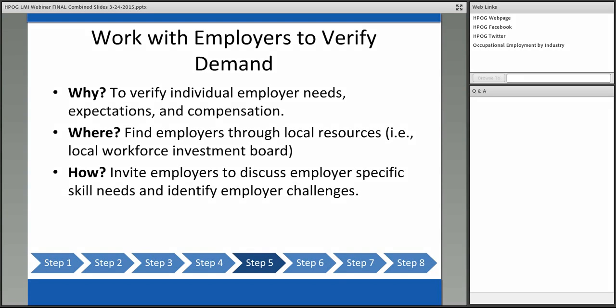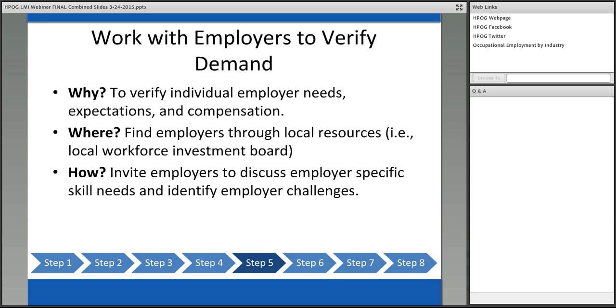And one of the things that we also encourage is for programs to have conversations with employers to discuss the skill needs and identify the employer challenges. This conversation can include multiple steps, including a formal introduction of your program to the employer and a discussion of the number of graduates that you're producing every year. Then being able to talk about the data and solicit feedback on this information, especially how this information matches up with the employer's hiring expectations.